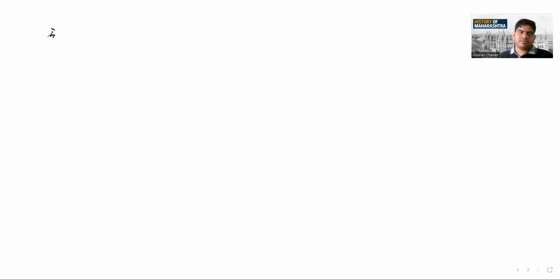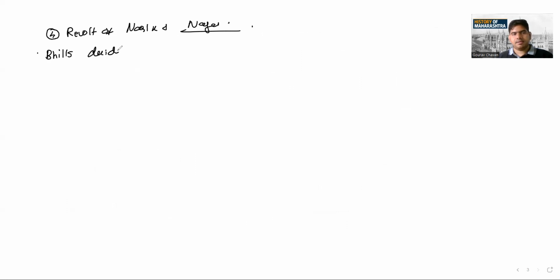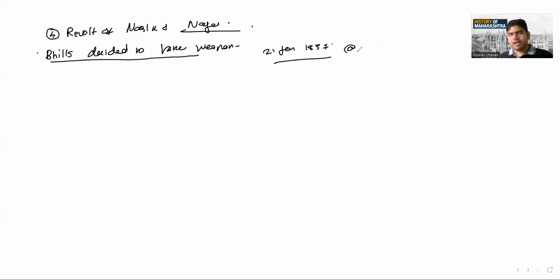Now, the last part of this session is the revolt of Nasik and Nagar. Here what happened? The Bhils decided to take up weapons against the Britishers. Okay, and then on 21st of January 1857 at a place called Naigaon.